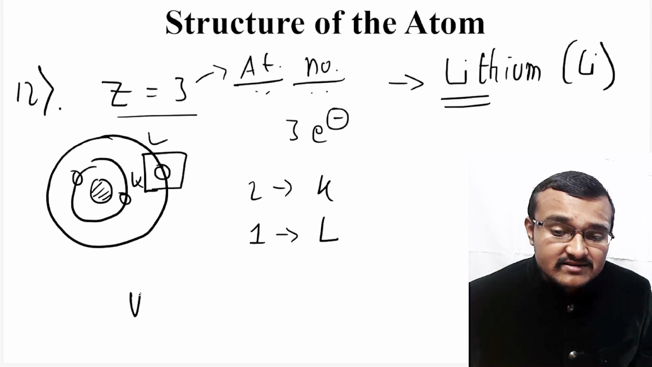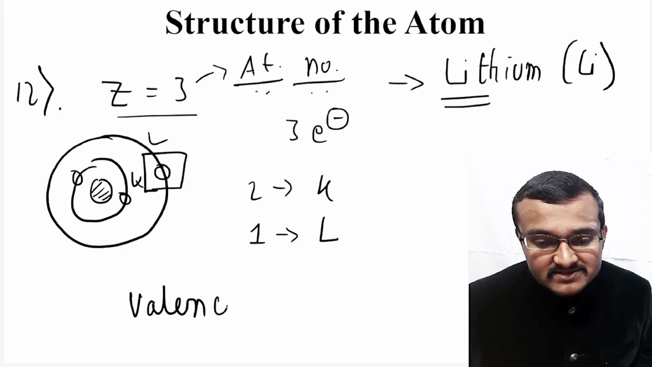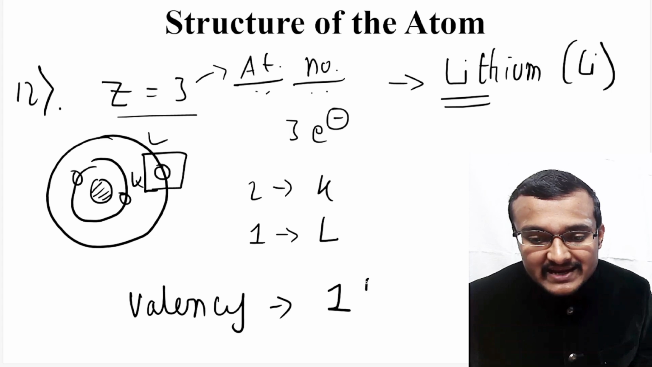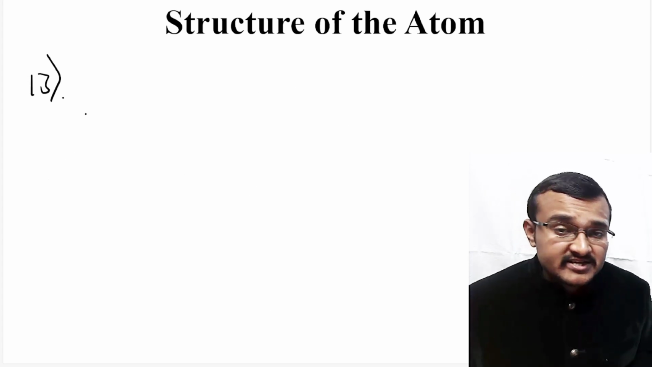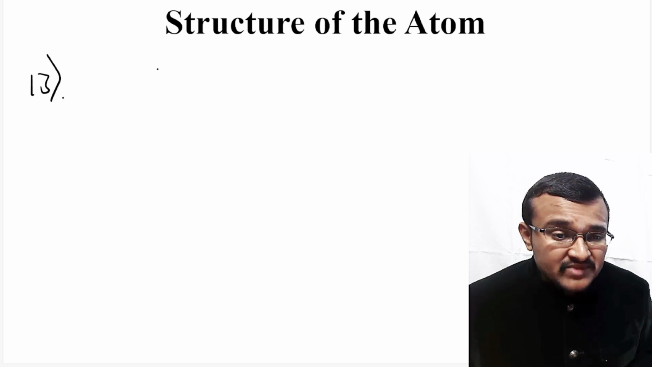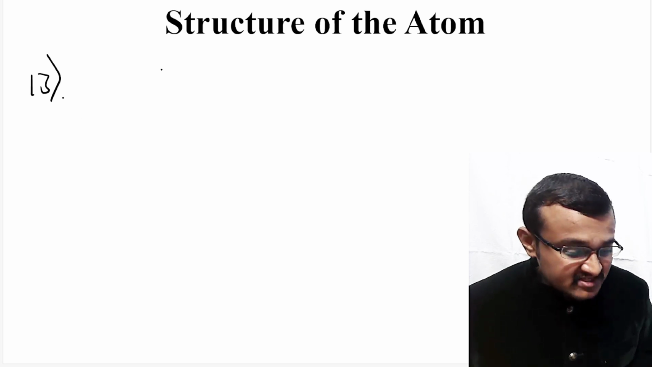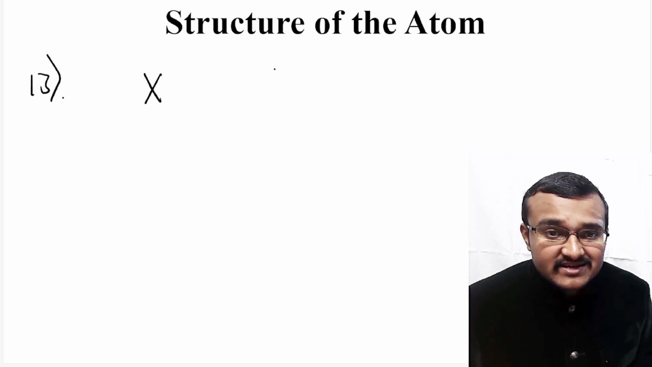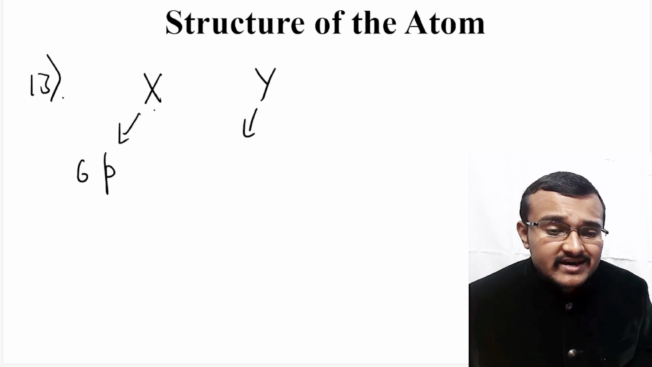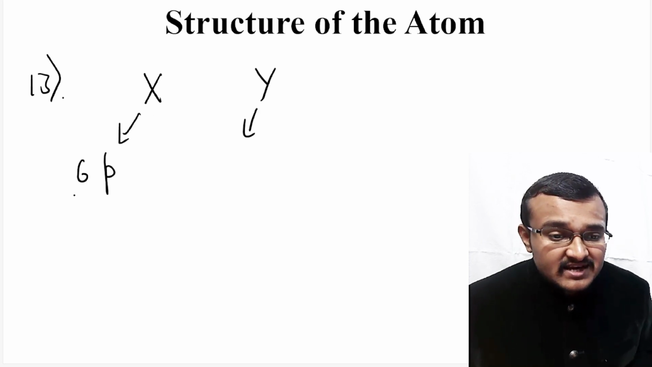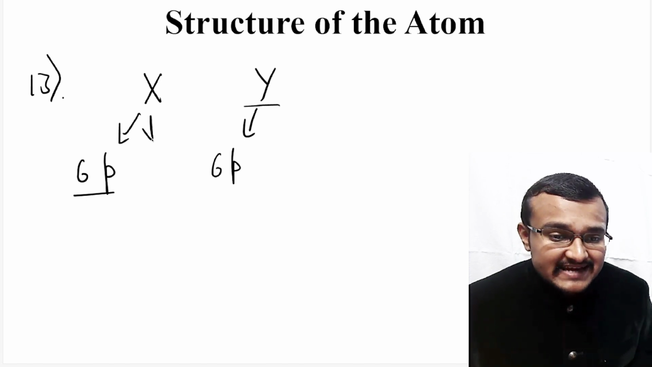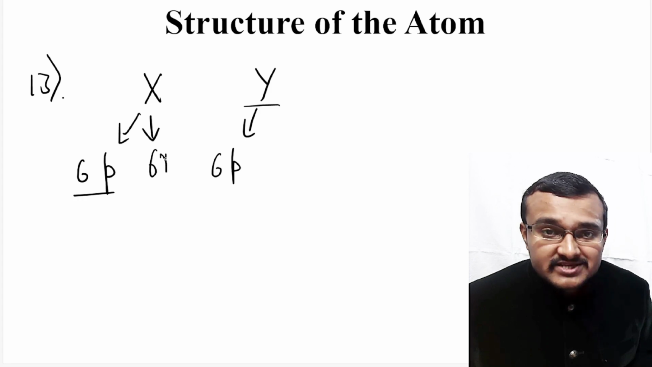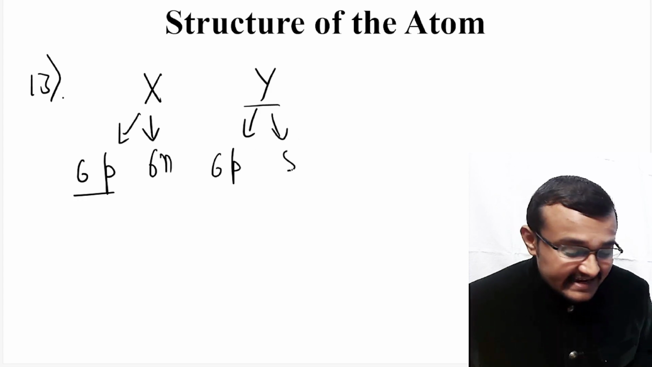And the valency of this particular lithium is 1 because donating 1 electron will be easy for this lithium atom. Coming to the 13th question in this exercise, here they have given 2 atomic species, X and Y. This X contains 6 protons and this Y also contains 6 protons, and X contains 6 neutrons and Y contains 8 neutrons.